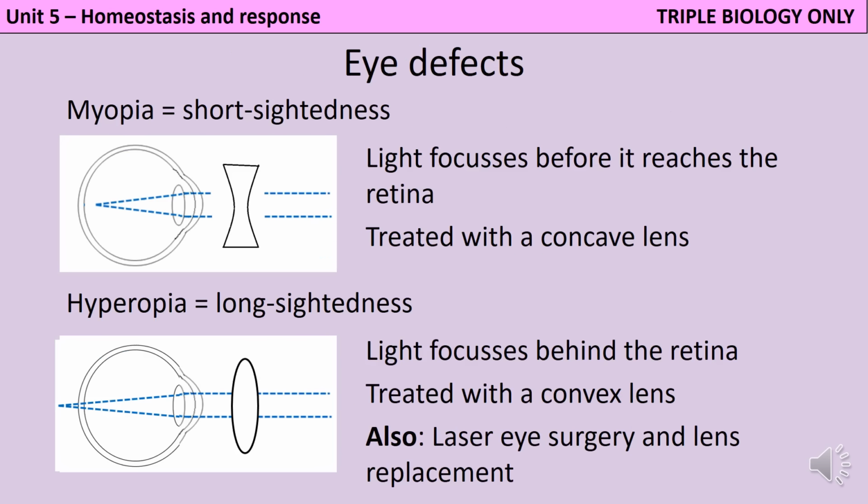Myopic patients experience blurry vision because the light entering their eyes focuses before it reaches the retina. This can be treated with a concave lens, which causes the rays to diverge. Long-sighted patients find that the light focuses behind the retina, and so this is treated with a convex lens, which makes the light focus faster. Also, both of these problems can be treated using laser eye surgery and lens replacement.